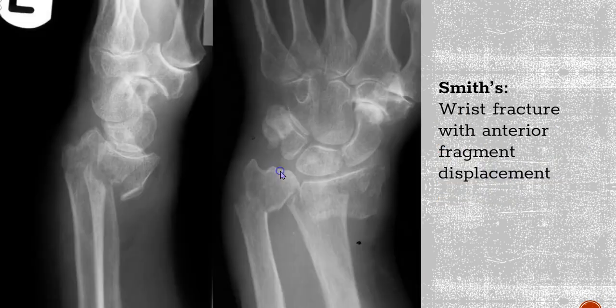Very good. All right, a Smith's fracture. A Smith's fracture is the opposite of a Colles. Remember a few minutes ago we said a Colles, the fragment is displaced posteriorly. In a Smith's, the fragment is displaced anteriorly. And you really only see that on the lateral. So here's your PA, here's your lateral. Again, I'm looking at the fragment of the bone displaced anteriorly. Okay, so it's the opposite of a Colles.